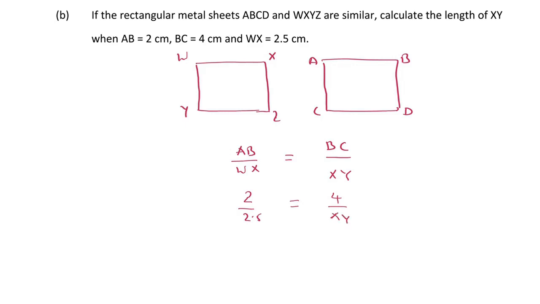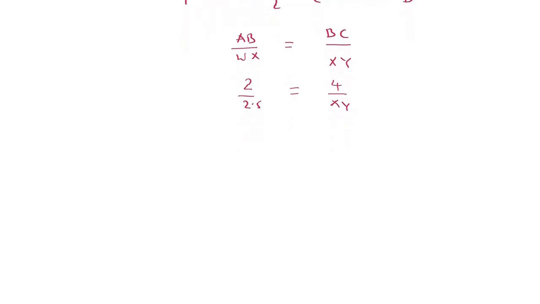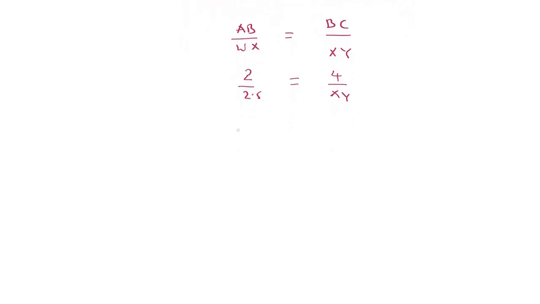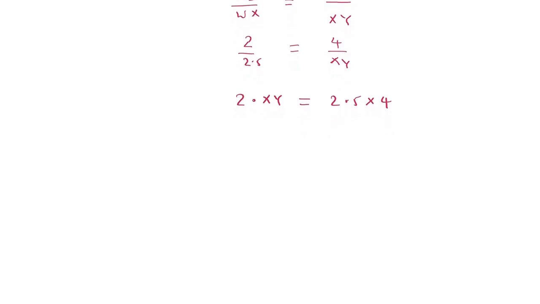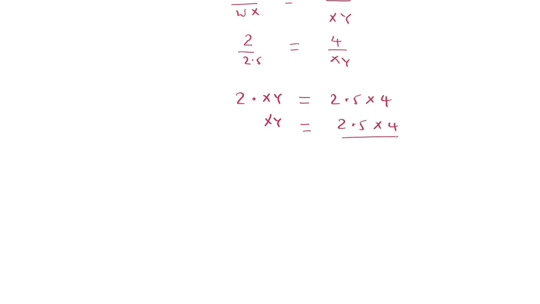Okay, so now let us cross multiply these values. Then our equation is going to be 2 times XY equals 2.5 times 4. So now we are going to divide by 2 both sides. Then our equation is going to be XY equals 2.5 times 4 over 2. Solving this, we are getting 5 centimeters. And this is going to be our answer.